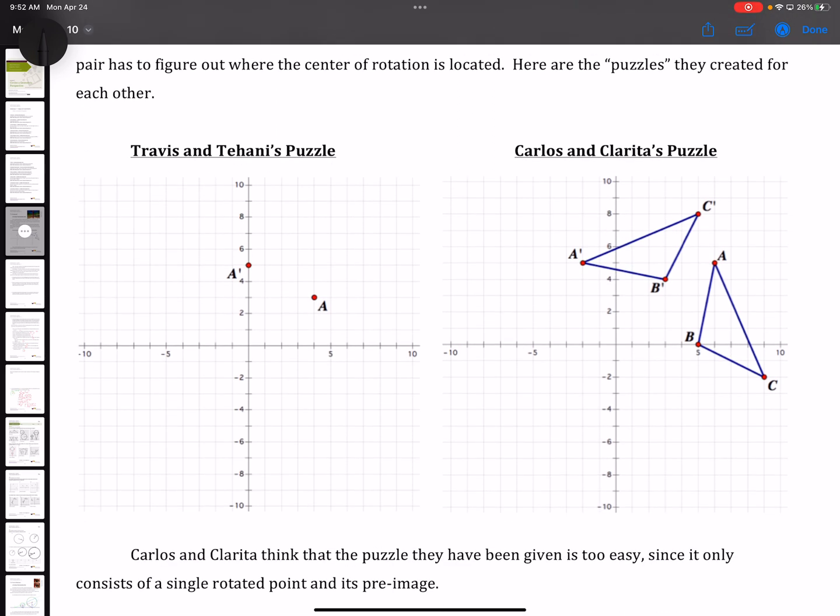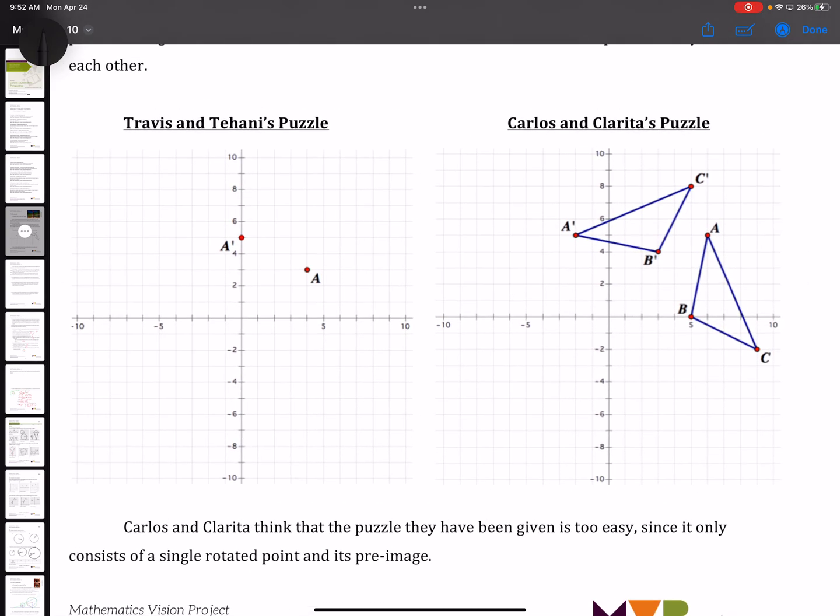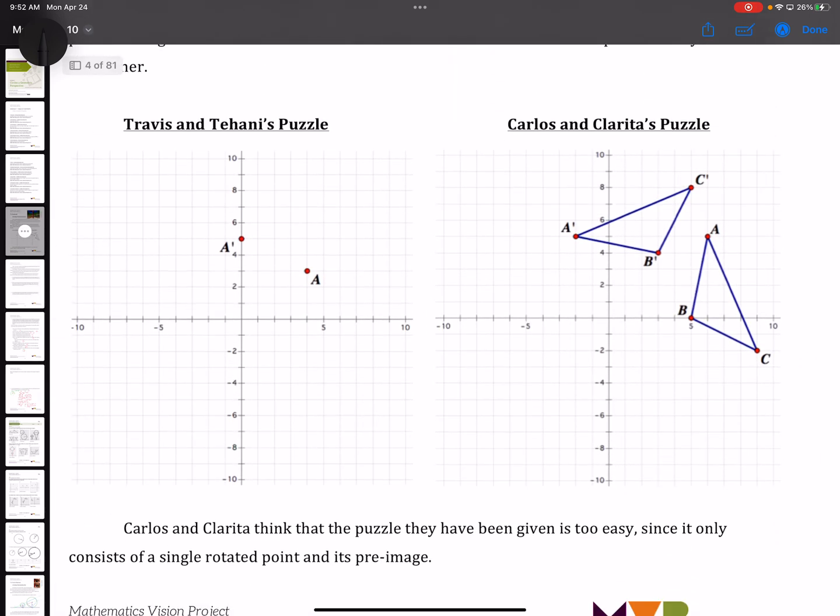So what we need to do is continue reading. Look at this puzzle. What are we trying to really find here? The center of rotation. What's another way to say that? The center of your circle or something? The center of a circle that would be made with both points on its circumference. That's a great way to say it.